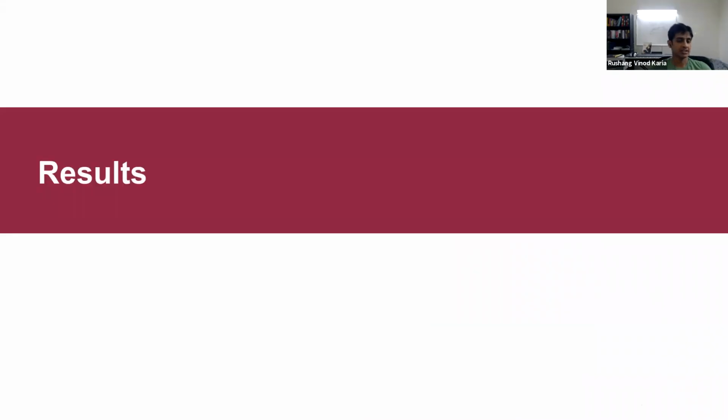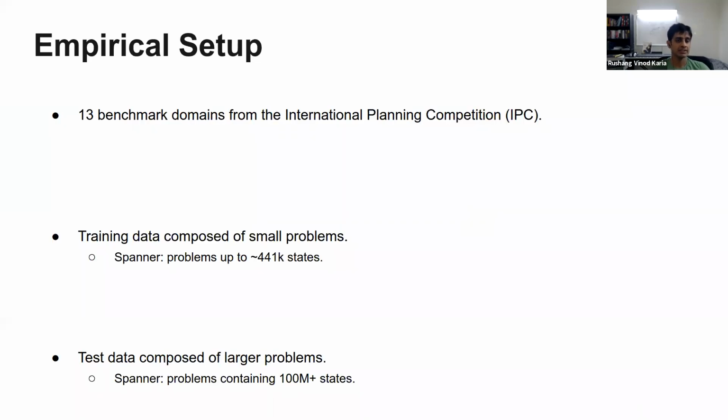I'll now move on to discussing some of the results that we obtained when we tested our approach on a variety of domains. For the empirical setup, we used 13 benchmark domains from the international planning competition. To give a feel of the problem sizes in the training and test set to showcase the transfer abilities, the training data are usually composed of small problems. For example, for Spanner, the problem sizes had up to 441,000 states, whereas the test data composed of much larger problems. For the same domain Spanner, we had problems which contained 100 million plus states in the test data.